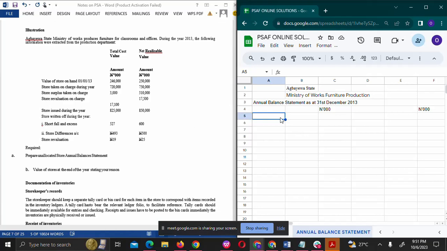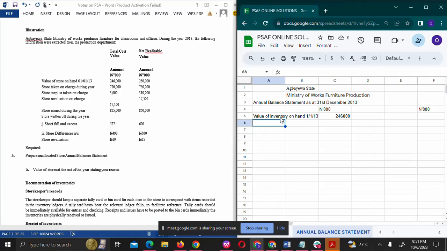Yes. So if you look at the format you were given, what you have on the debit side is value of store at the start of the year. You will recall that inventory or store are assets. They are current assets, so it's expected to have a debit balance. So value of inventory on hand on 1/1/2013. How much is it, please? 246,000.